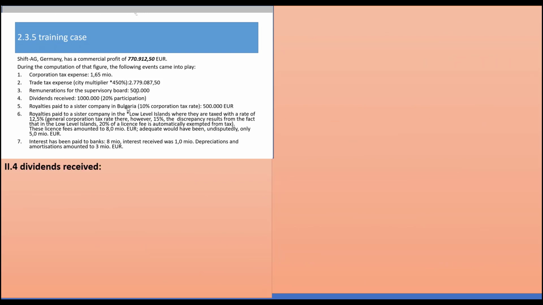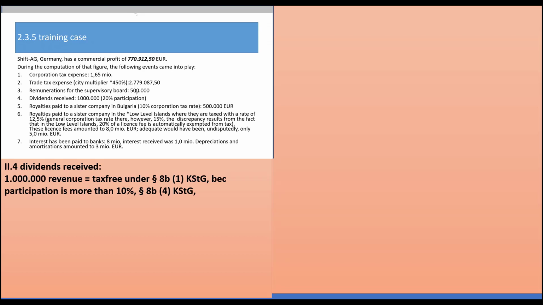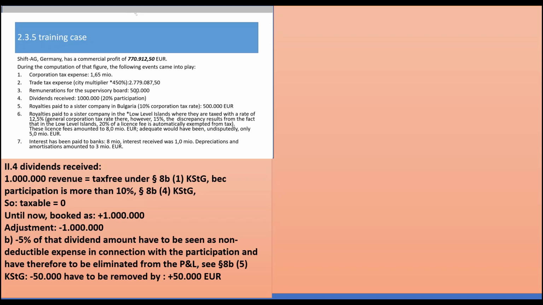Okay, and now the dividends received have to be assessed. We know that under 8b1, the dividend is tax-free because the participation is more than 10%, see 8b4. So the taxable amount should be a clear zero. Up to now, the revenue has been included in the commercial profit with 1 million, so 1 million should be eliminated. Furthermore, we have that 5% rule to take non-deductible expense into account. So 5% of the 1 million have to be regarded as the amount of that expense which refers to the participation and is not deductible. So minus 50,000 have to be eliminated from the expenses by adding back plus 50,000.